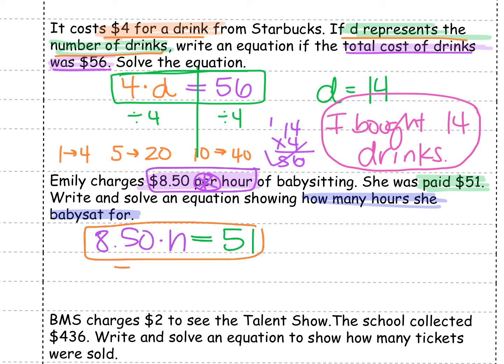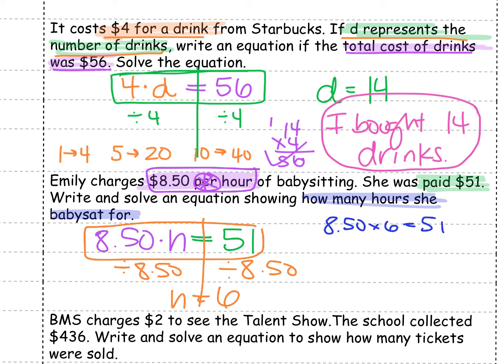Now I need to solve. I'm going to divide by $8.50 to cancel. And if I do it on one side, I do it on every side. Now we can use your calculator. 51 divided by 8.50, I get H equals 6. And so we have to check our answer to make sure it works. 8.50 times 6. Does it equal 51? Yes, it does. And then we have to write that sentence.